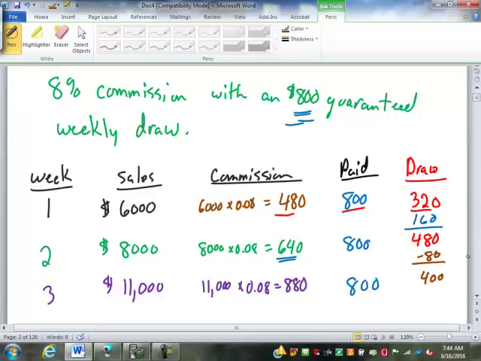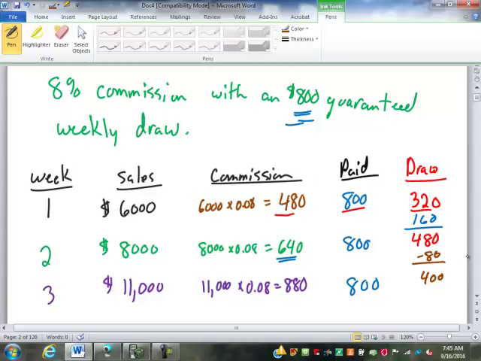So if it works like this for you, where after a few weeks your commission is getting to be at or above that draw amount and you're paying it back, in a couple of months you'll be even, and then you will start to get your commissions. If your commission's above 800, you'll start to get bigger checks.